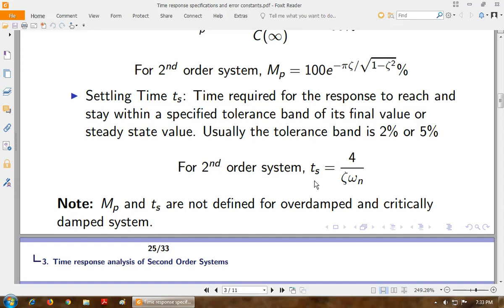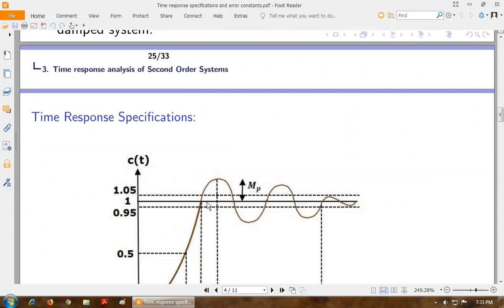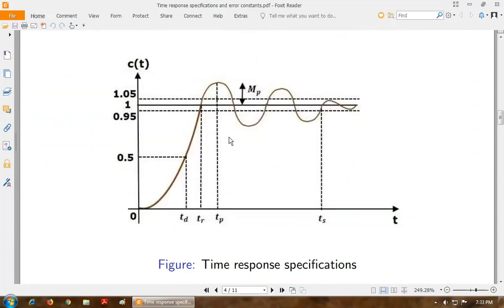The settling time is calculated with this mathematical relation: Ts is 4 by zeta omega n. Please note that Mp and Ts are not defined for overdamped and critically damped systems. Now, this we already saw in the response, and once again see that this is the peak overshoot, the difference between the desired value and the peak value, and these are the corresponding parameters.